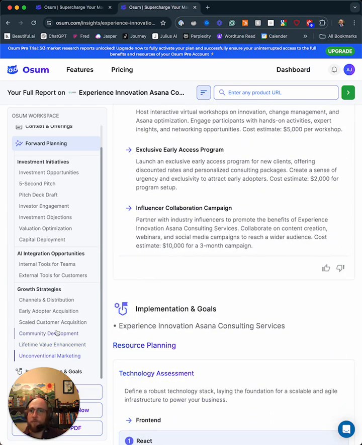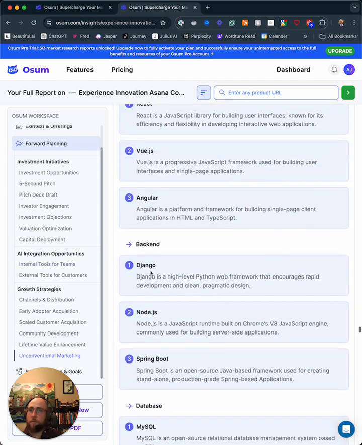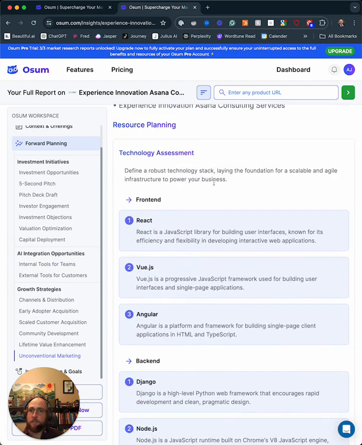And closing out with the unconventional marketing aspect, how do you start to create these different opportunities that people are going to then have the opportunity to gain traction and grab onto. For me, I found this quite valuable, and actually we will be looking at an interactive virtual workshop and how do we get that happening. So with that overall, we then did a technology assessment.